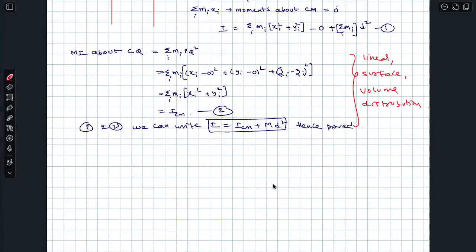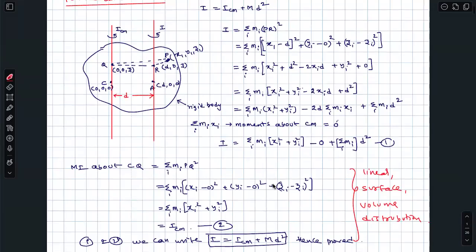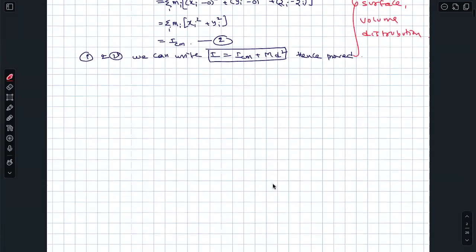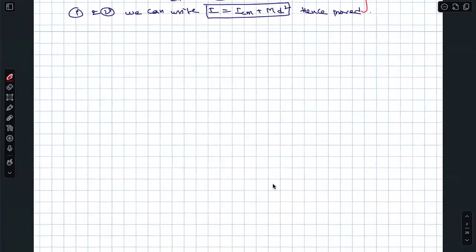So what is the significance of parallel axis theorem? If I know the moment of inertia about an axis passing through the center of mass, I can give moment of inertia of the same body about any other point, but the only condition is that it is parallel to the first axis. It's not like skew vectors. You cannot give like that. Right. So next thing, what we need to learn is perpendicular axis theorem.